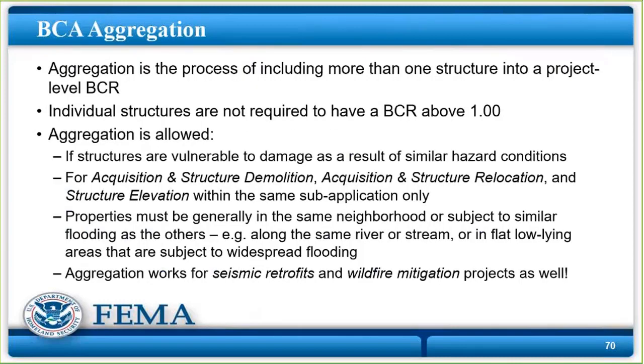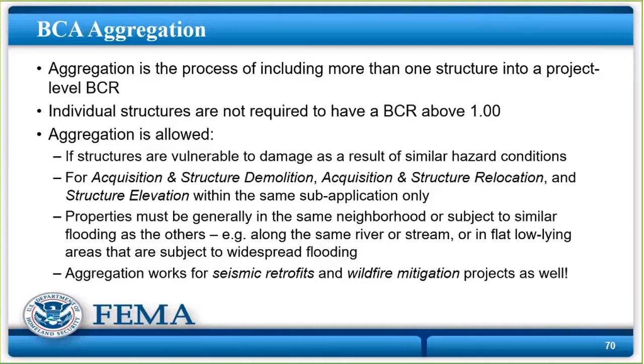Aggregation means that you can take a bunch of structures, some that may have an individual rate over 1.0 and others that have a rate below 1.0, but if all of them taken together are above 1.0, you add them all up and divide by the number of properties, then the aggregated BCA is above 1.0, and all of those structures that were below can be part of the project.